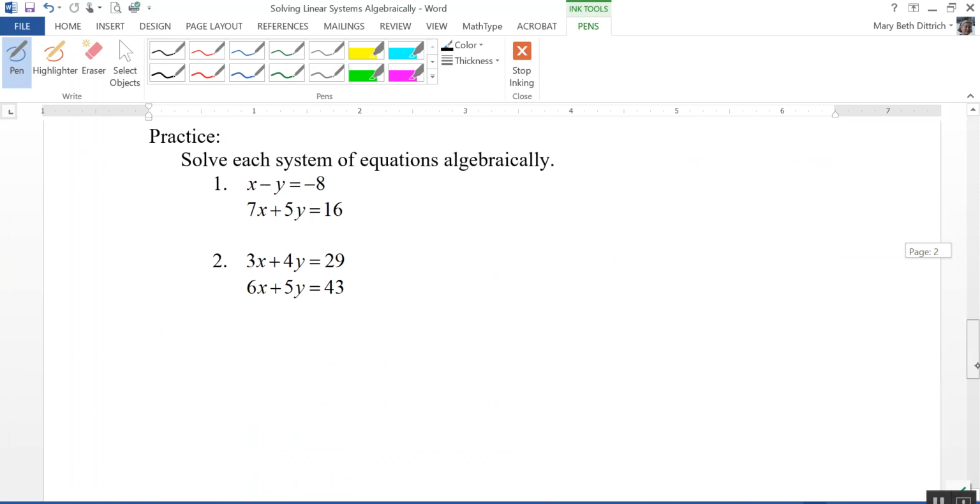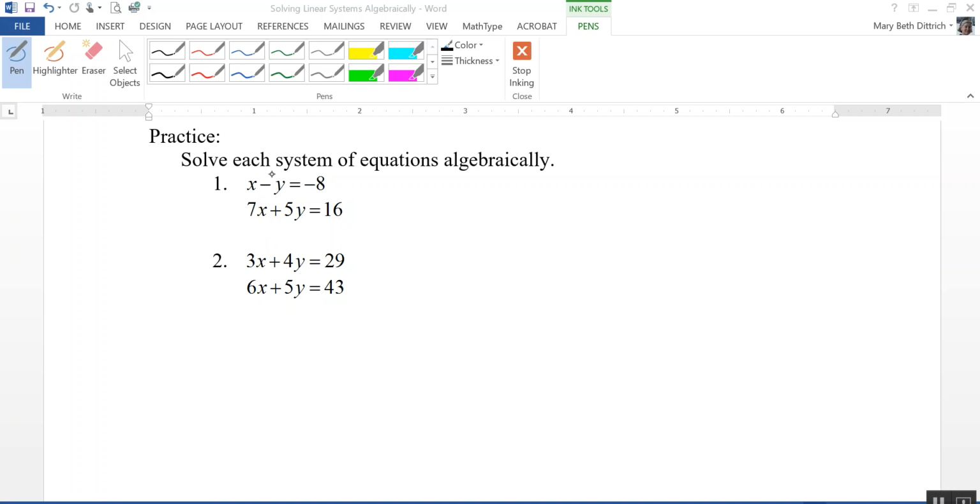So here are a couple of systems of equations that I would like you to try on your own. So stop the video, copy this into your math journal, and give them a try. Okay, so let's take a look at this first system. x minus y equals -8 and 7x plus 5y equals 16.